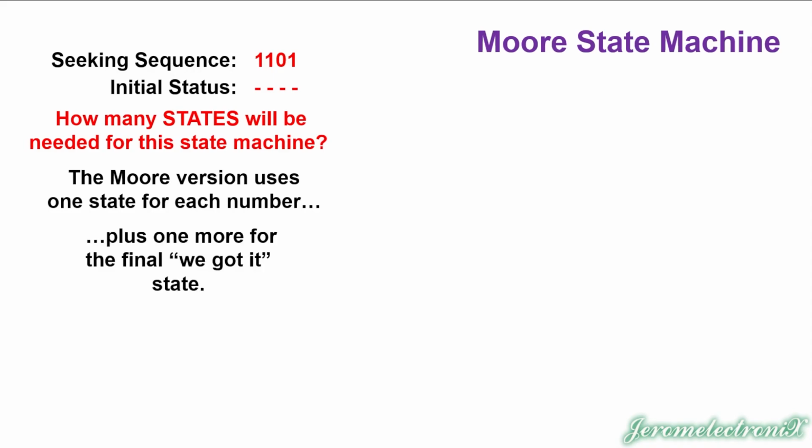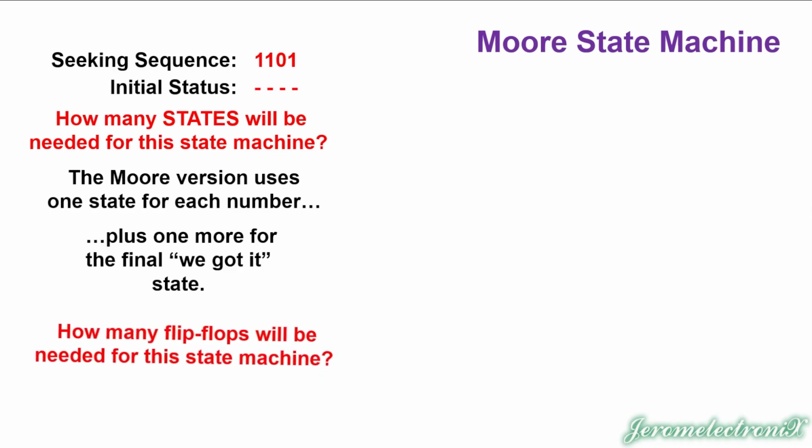But this is one of the differences. Moore says we need one more. One for every change of state, but we're going to use another state. We're going to call it "nothing happened." Okay? So that means we're going to need 5 states, right?